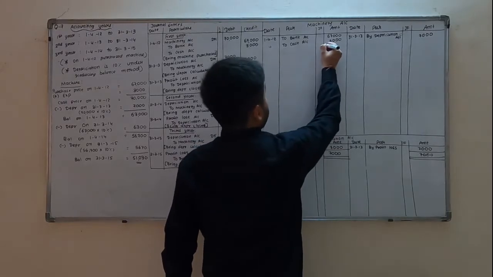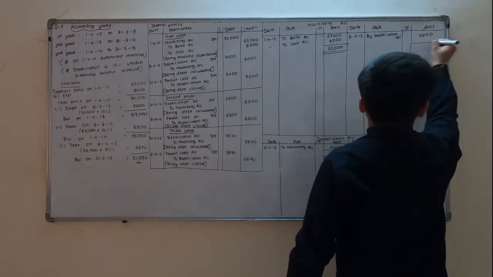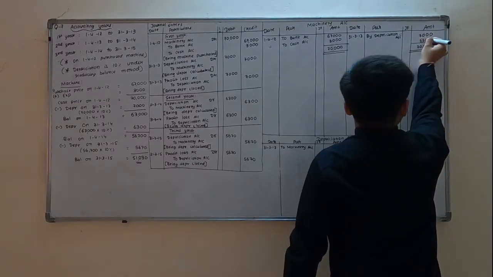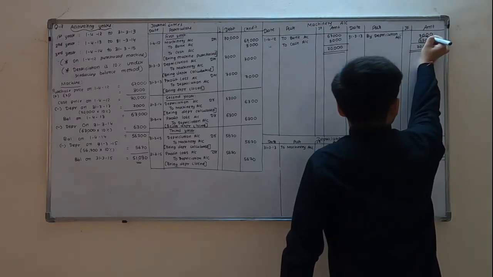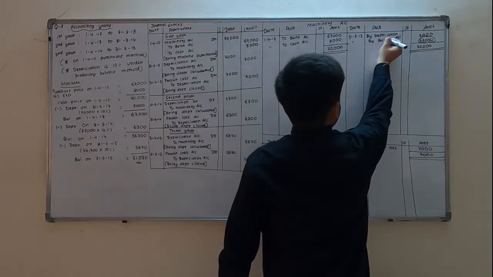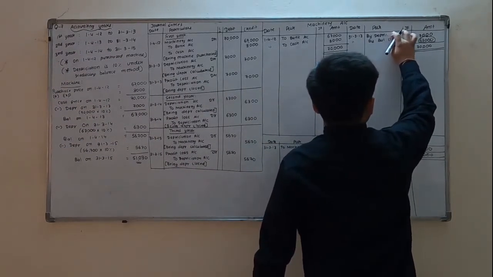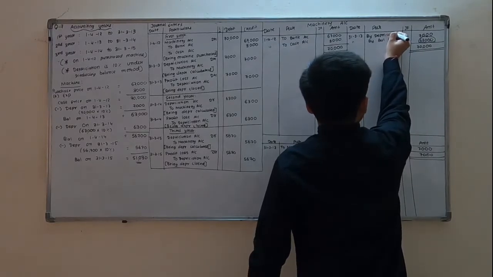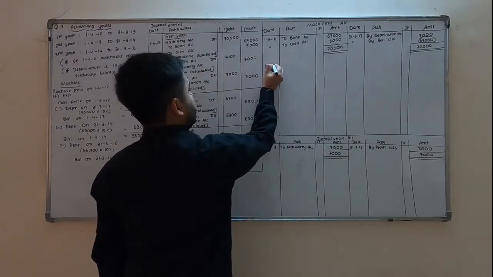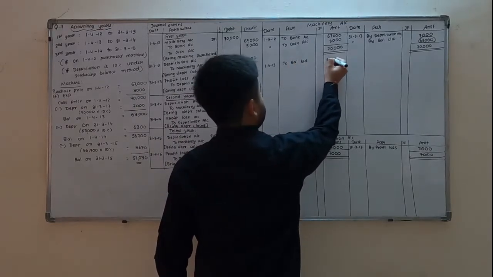Then close the machinery account. 70,000, 70,000, 63,000 will be the balance, or you can see here also by balance carried down. Okay. Then again leave one line and starting of second year to balance brought down how much? 63,000.